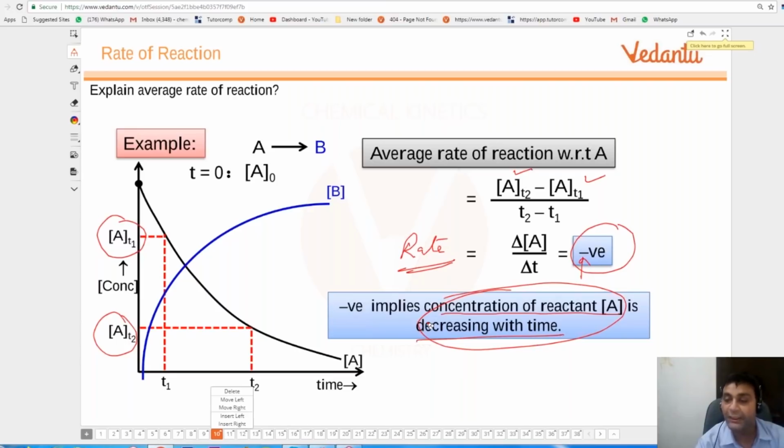It means the reaction is not taking place at all. Prana, very good idea. Rate zero means the reaction is not taking place at all. If the rate is positive, the reaction is taking place. But rate cannot be negative, right? But here, if the minus sign is appearing, that simply implies that the concentration of the reactant is decreasing. That's it, right?